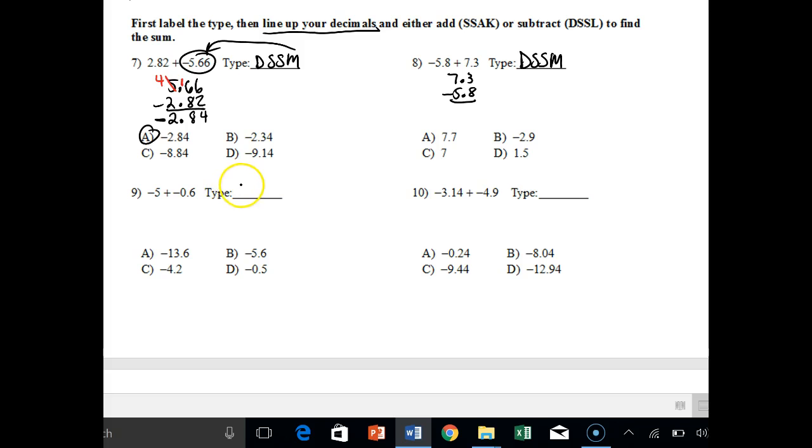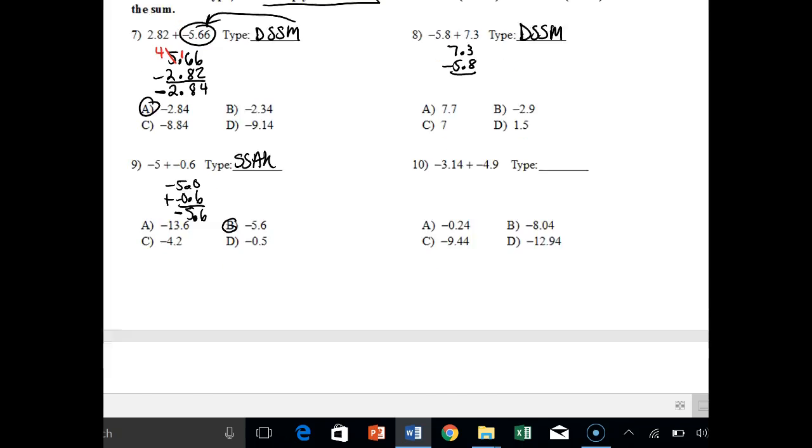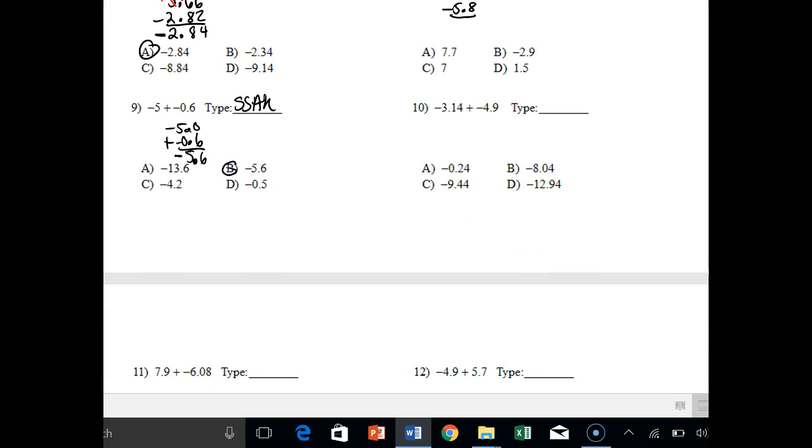Here, number 9, I was easy on you. SSAK, same signs, add, keep. So you're just doing -5 plus -0.6. Ooh, and I was almost not lining up my decimals here, but 0.0 right there. Add them up, 6, 5. Notice this is addition, right? 5.6. There's no swooping involved or anything like that. It's -5.6. You just add them and keep the sign, right? But I did try and do my best to line up my decimals. It doesn't matter which one you put on top or bottom there.